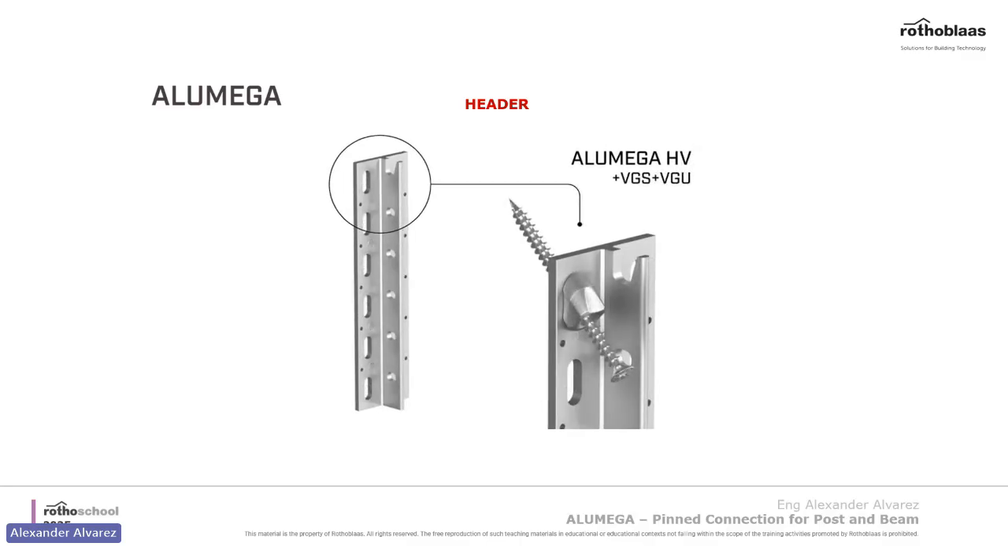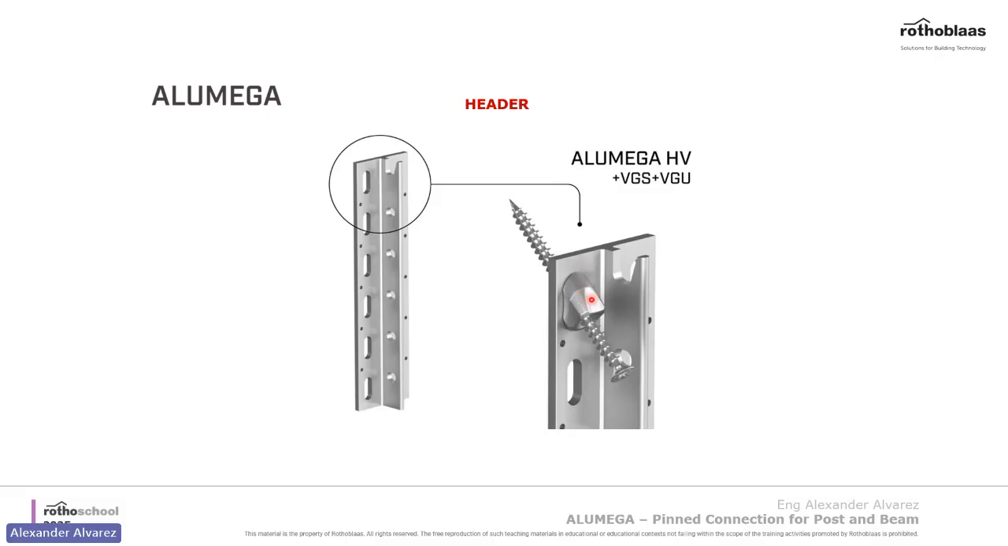We also have the Alumega HV, which the V stands for inclined screws. So here we have the Alumega HV with our VGS and washers. As I said before, inclined screws are really good. They can handle a lot more load, so our Alumega HV can give you a higher capacity.